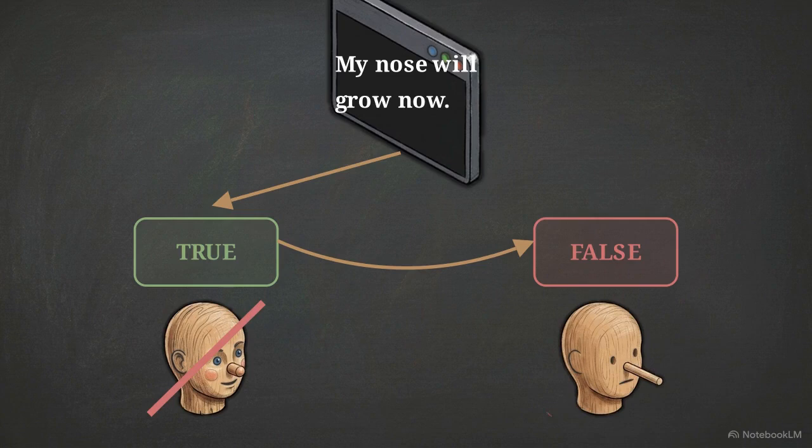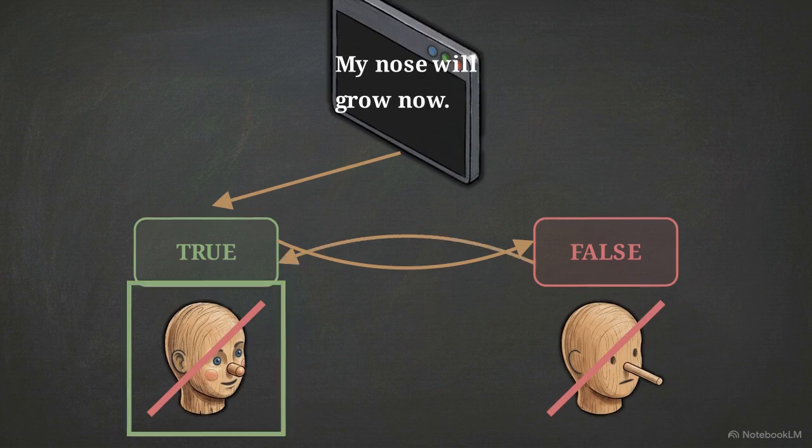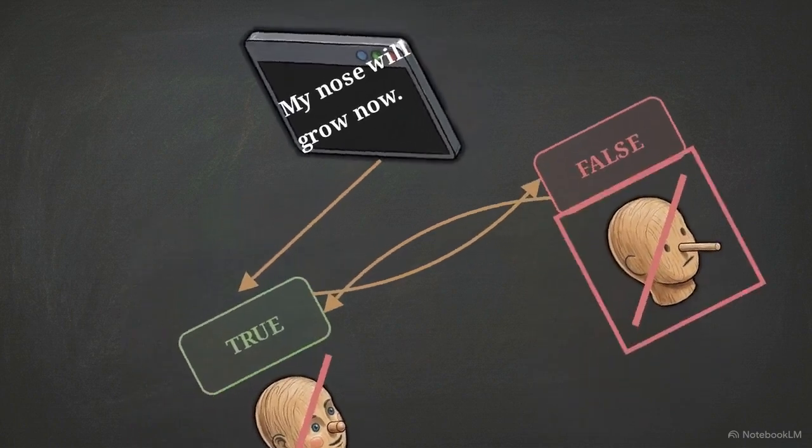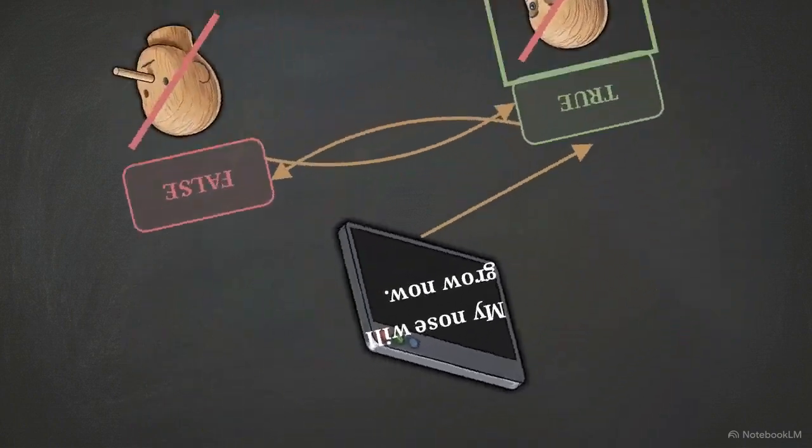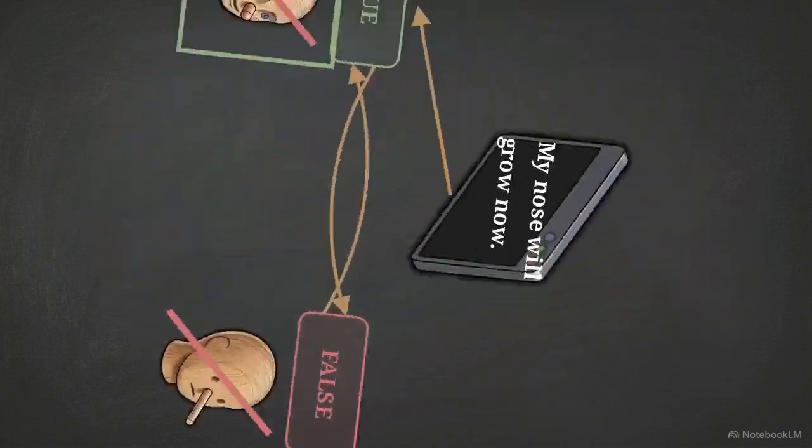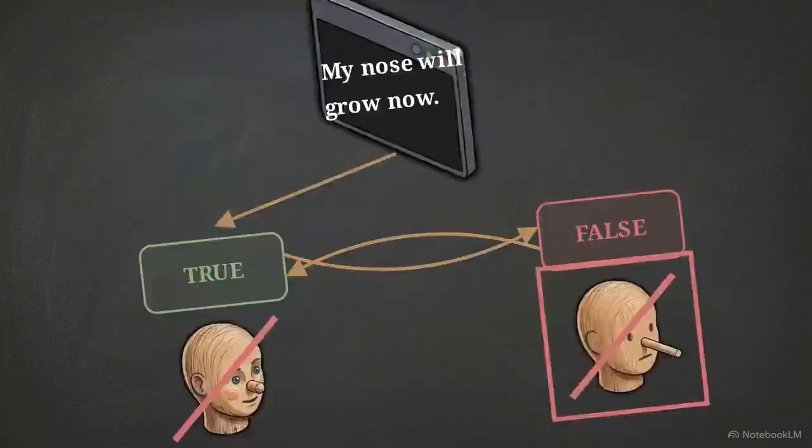So let's test that second path. If we assume his statement was a lie from the beginning, the magic triggers and his nose grows long. But here is the final count. Because his nose grew, his prediction was actually accurate. His lie was the truth, pushing the diagram into an infinite spin.